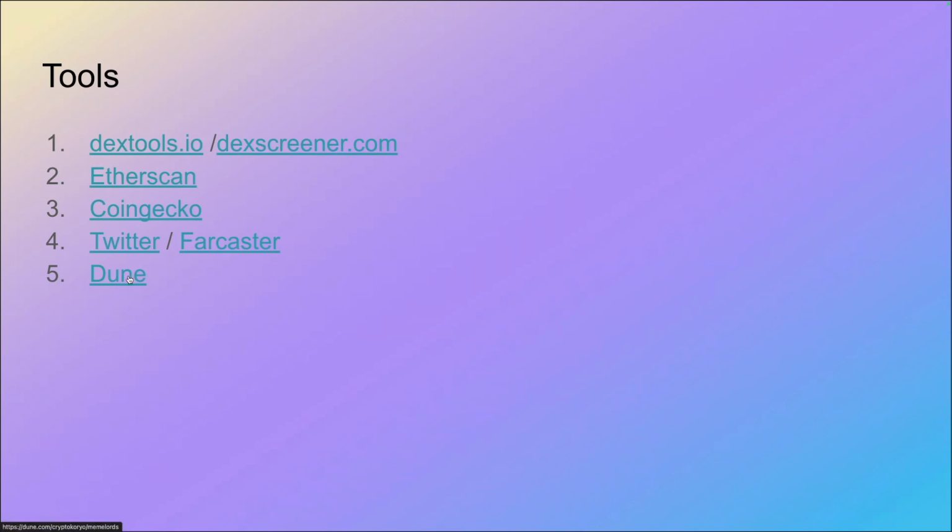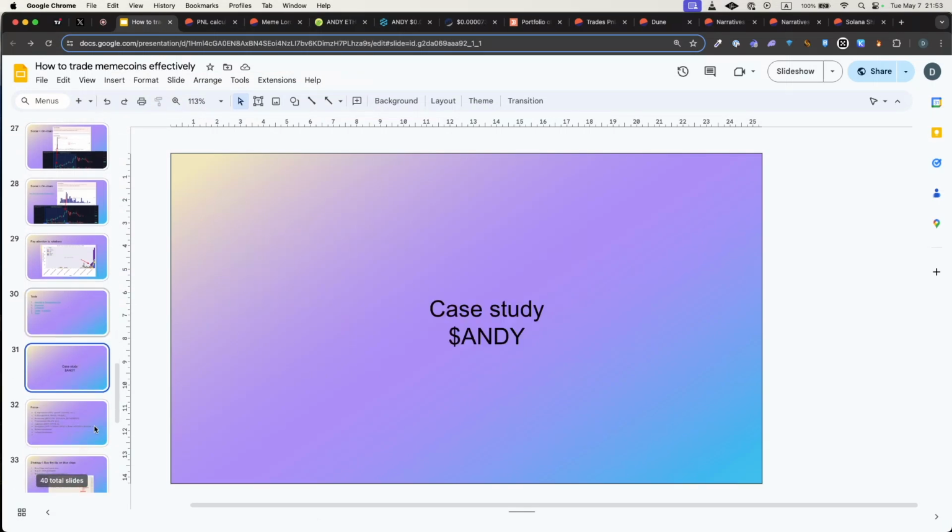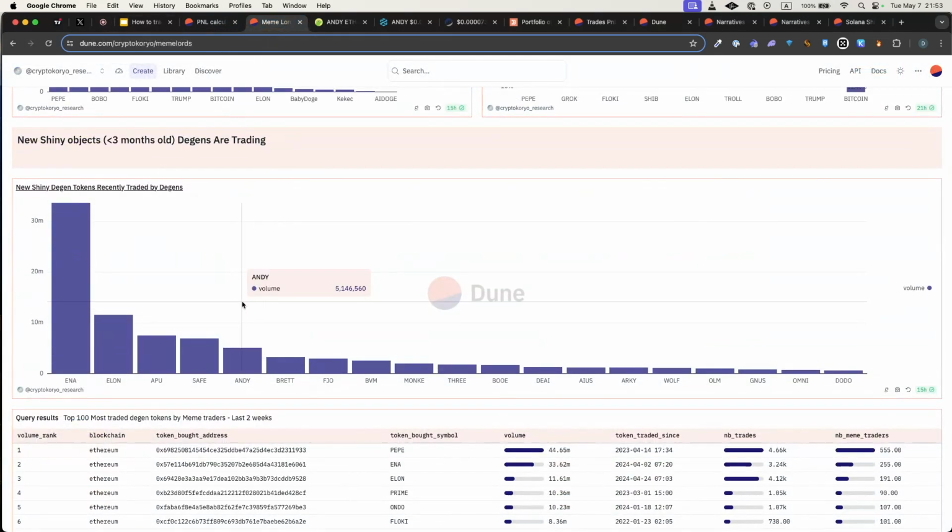Okay, now let's do the case study with Andy. So now we came here and we saw this Andy thing. By the way, this is a real thing: when I was trying to prepare the material for this, I just came here without knowing anything, because I haven't been paying attention to meme coins recently, and I saw this Andy and it looked good, right?